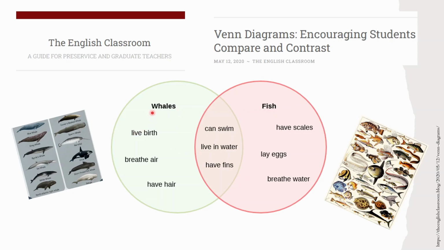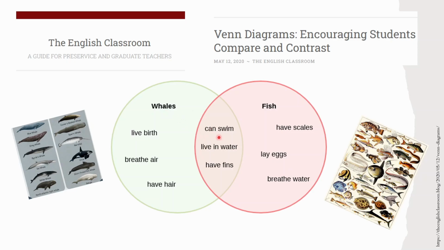So in an example like this, we have a compare contrast diagram with whales and fish as our main categories. And what are some distinctive things about whales that fish don't have? Well, they have live birth of their young, they have to breathe air, and they have hair. Fish, in contrast to whales, have scales, they lay eggs, and they can breathe through the water, right? So I didn't come up with these properties; these were borrowed from the original diagram.